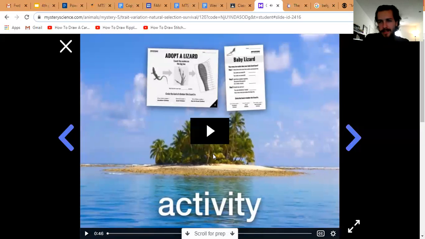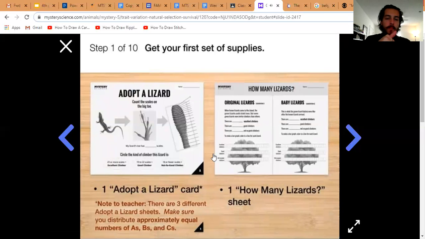Get your first set of supplies. When you're done with this step, click the arrow on the right.